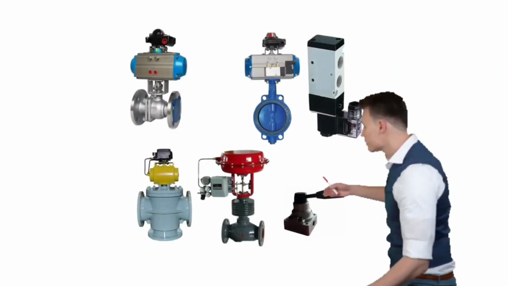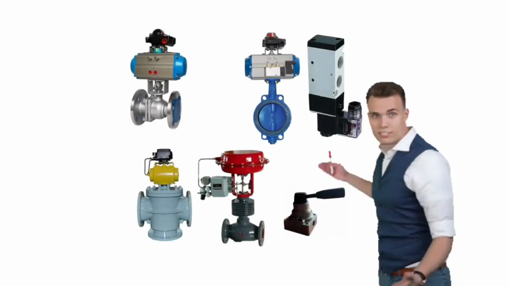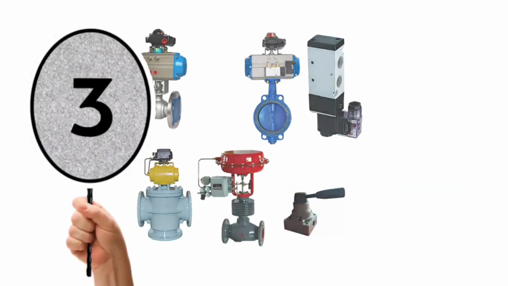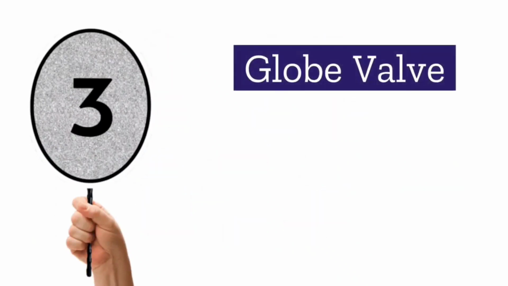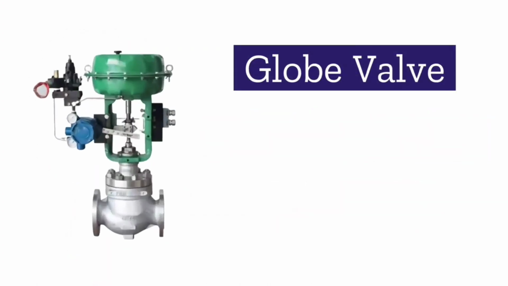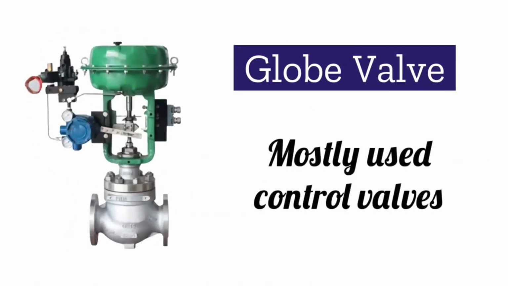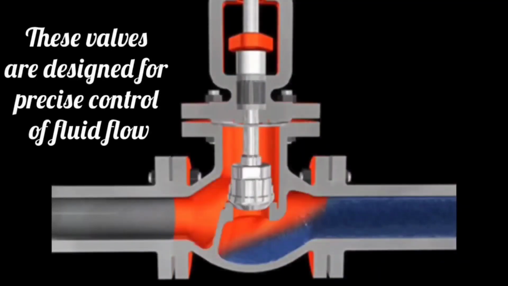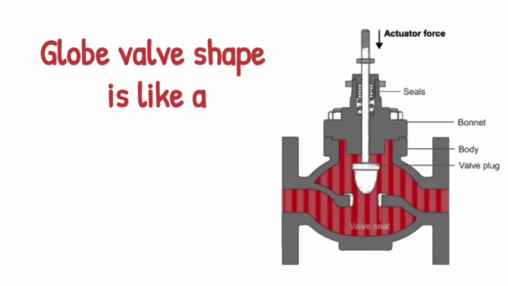There are many types of control valves, but today we will discuss three main types of control valves: globe valves, butterfly valves, and ball valves. Globe valves are the most commonly used control valves. They are designed for precise control of fluid flow. The shape of these valves is like a globe.